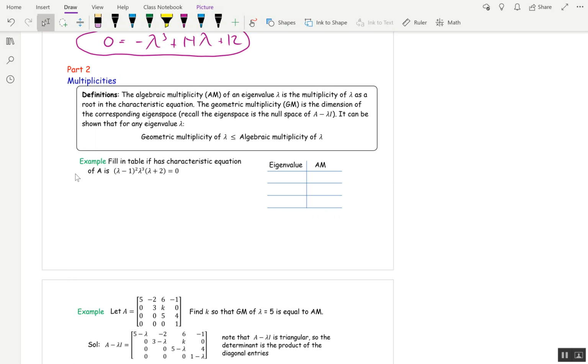We've got algebraic multiplicity, and that's its multiplicity as a root in the characteristic equation. I'll explain that below. And then the geometric multiplicity is the dimension of the eigenspace. That's the null space of A minus lambda I. And it can be shown that the GM is always less than or equal to the AM.